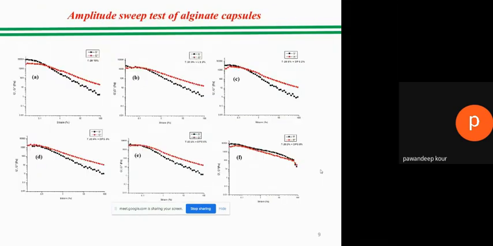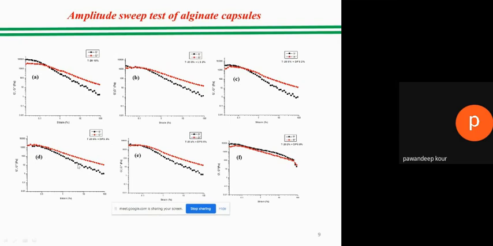Now, the gel strength of the capsules is another important factor, which can be seen from these amplitude sweep tests which we carried out on the instrument known as a rheometer. It is basically a plot of G prime and G double prime versus strain. Now, what is G prime and G double prime? G prime represents storage modulus, whereas G double prime represents loss modulus. Storage modulus depicts the gel-like character, and G double prime, that is loss modulus, represents the sol-like character. The point where G prime and G double prime cross each other is known as the crossover point. Greater the crossover point, greater will be the gel strength.